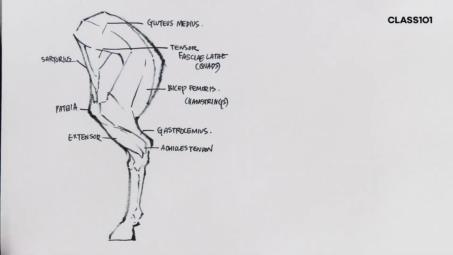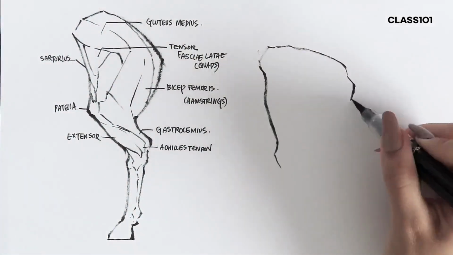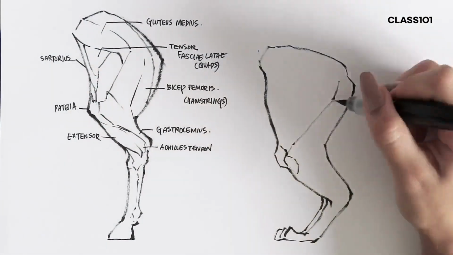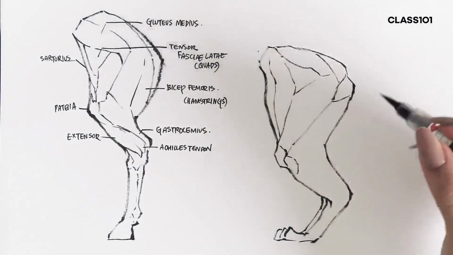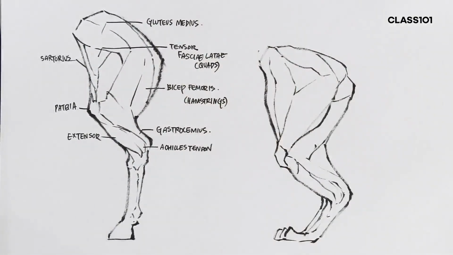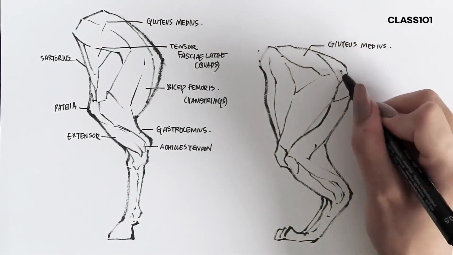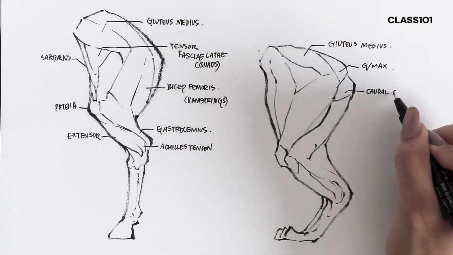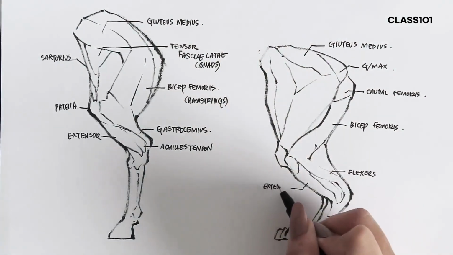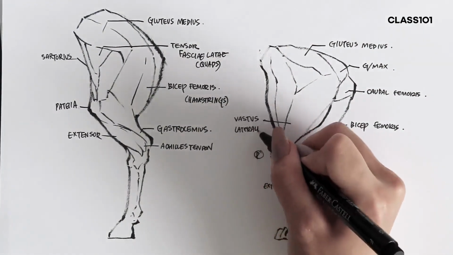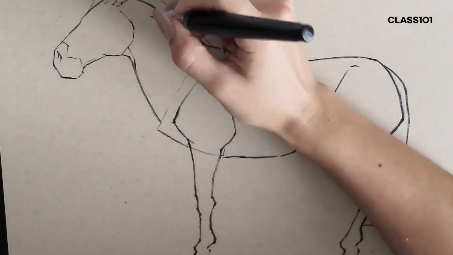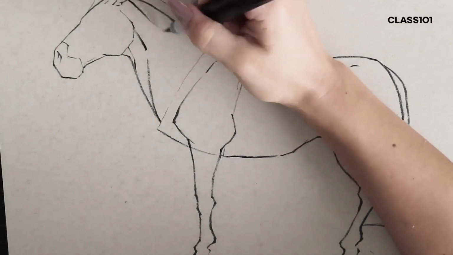So applying it to a feline leg, one more time, we have our gluteus medius, gluteus maximus, and then the caudal femoris, bicep femoris, the flexors, extensors, the kneecap, the vastus lateralis, which is also part of the quadriceps, tensor fasciae latae, and finally, I just wanted to show you guys a quick sketch of how all of these muscles can come together on an animal's body.